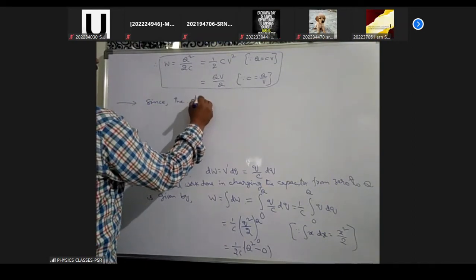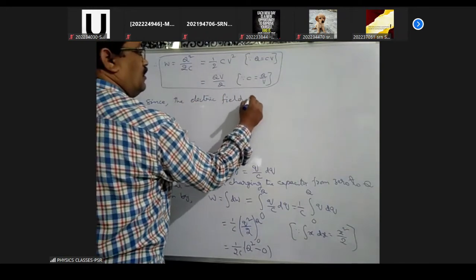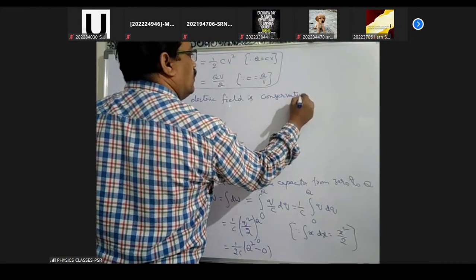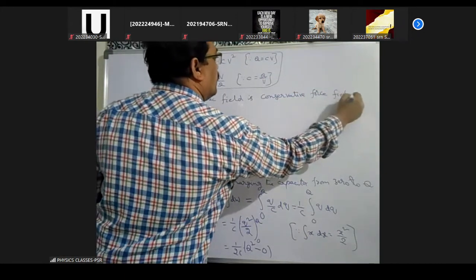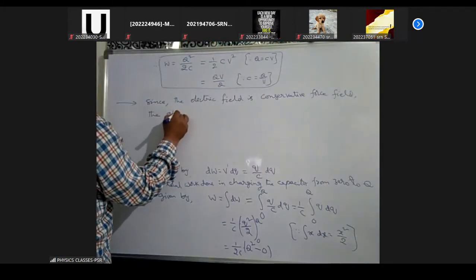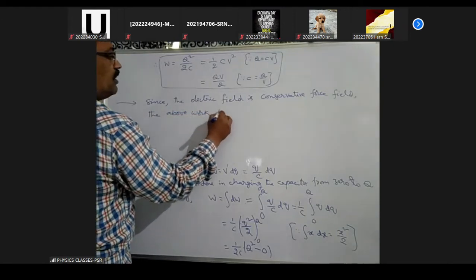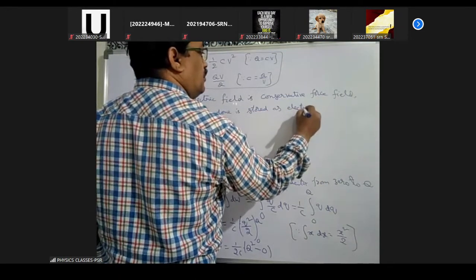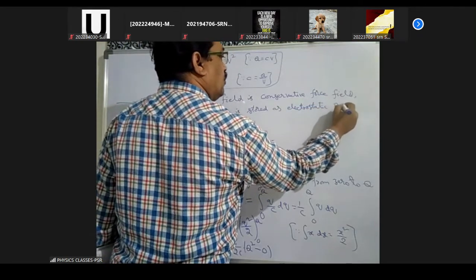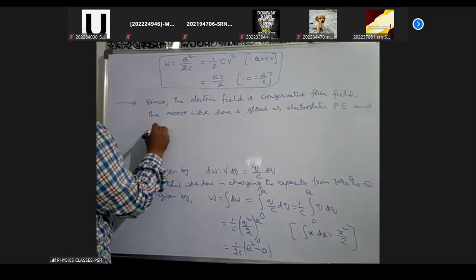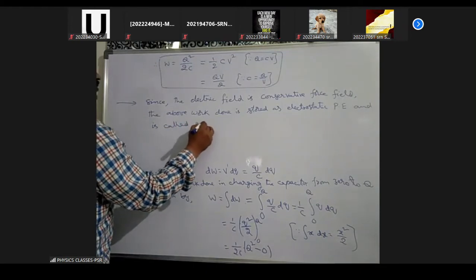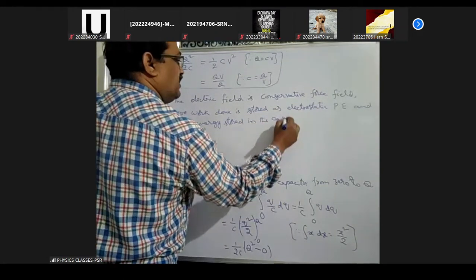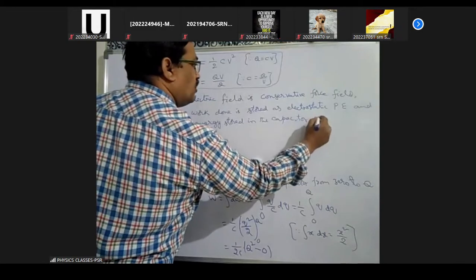Since the electric field is a conservative force field, the above work done is stored as electrostatic potential energy and is called energy stored in the capacitor, or condenser. It is denoted by the symbol capital U.